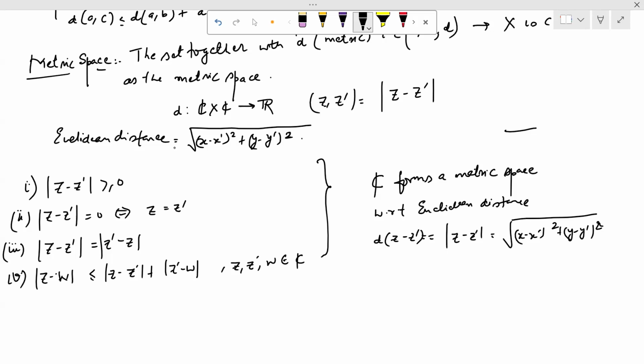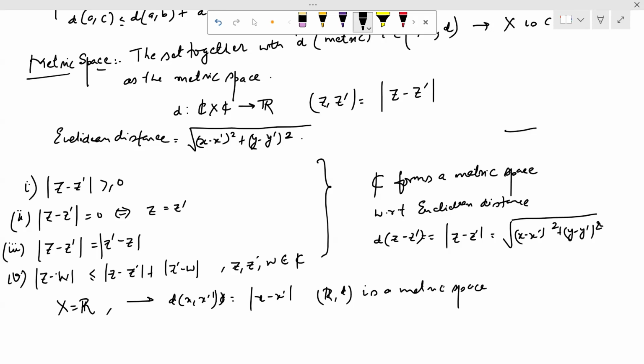In fact, we can also write this for the real numbers. We can take X equal to R also, and then this is called a real metric space in that scenario, where d of x comma x dash is equal to modulus of x minus x dash. So we can also say that (R, d) is also a metric space. We are going to keep our attention mostly on this.